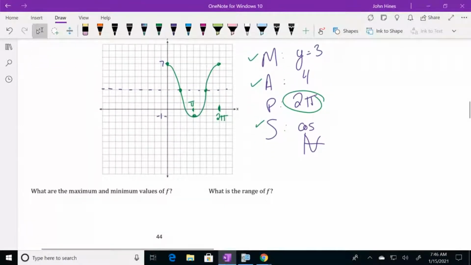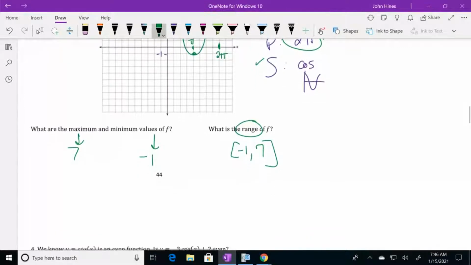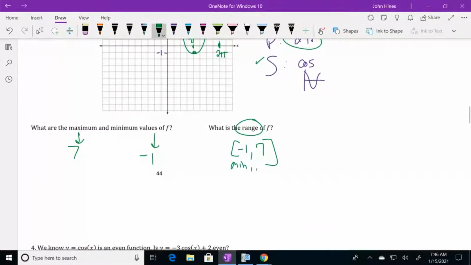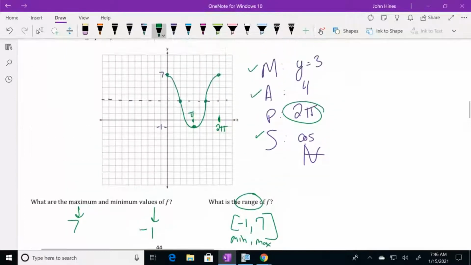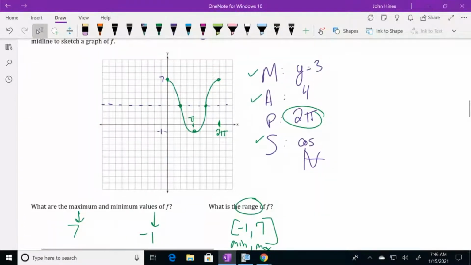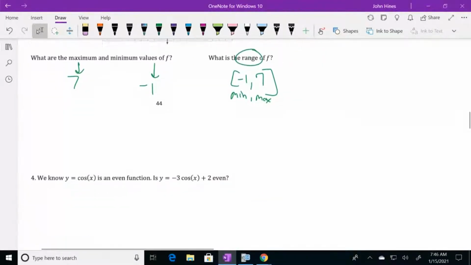What's the maximum value? Well, how high do I go? 7. Minimum, -1. So when I describe the range, well, how low to how high do I go? I go from -1 to 7. Range is describing the minimum to the maximum. When we describe the range, we're describing the minimum to the maximum. Okay, so this is how we graph a trig function on actual grid paper instead of just freehanding it.